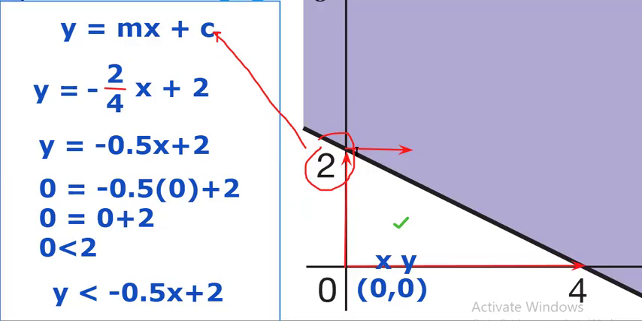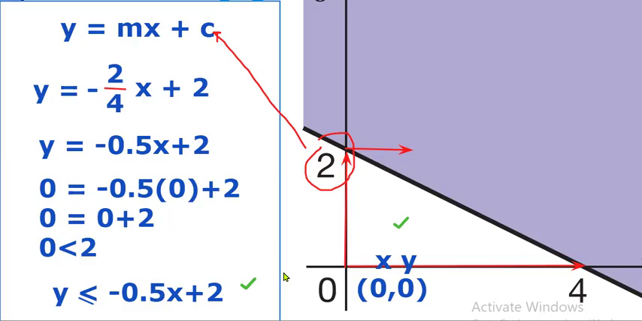Now, after we do this, we have to look at the line. If it's a connected line, we put an equal sign under the inequality sign. If it's not a connected line, we don't put an equal sign. So here, this should be an equal sign. And this means that the final answer to this question is y smaller than or equal to negative 0.5x plus 2. And this is how you answer a question like this.